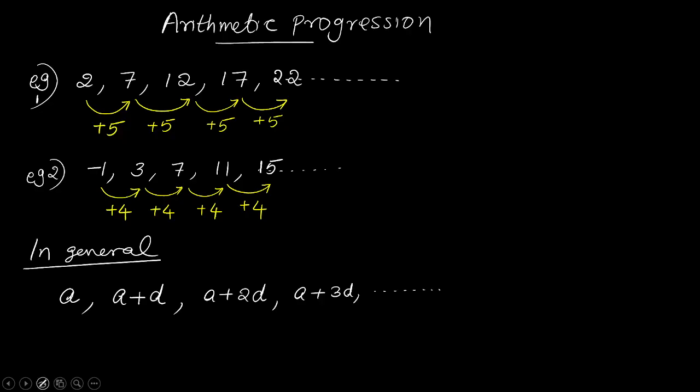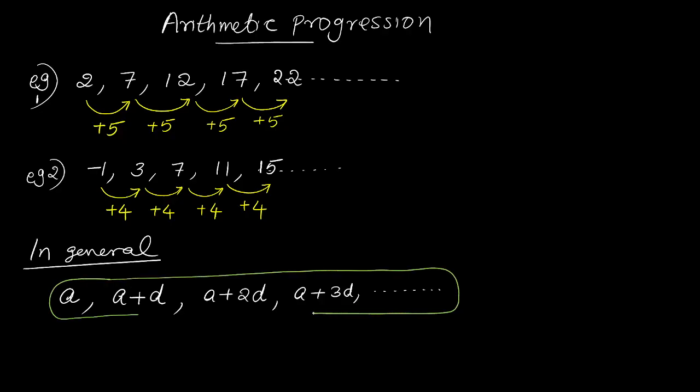You have to memorize this. I will repeat, don't worry. After explaining this, I will definitely interact with you. But let me complete this. After that, I will interact with you. This is the general form of an arithmetic progression, where A is said to be the first term.